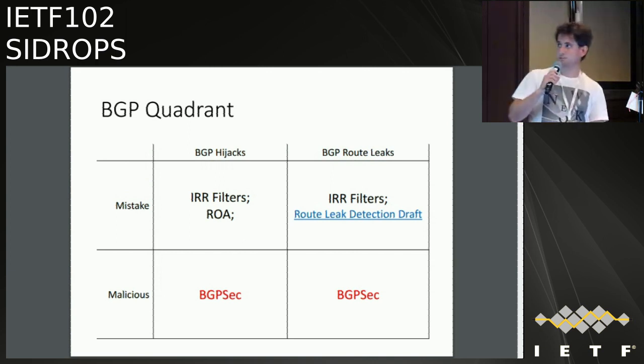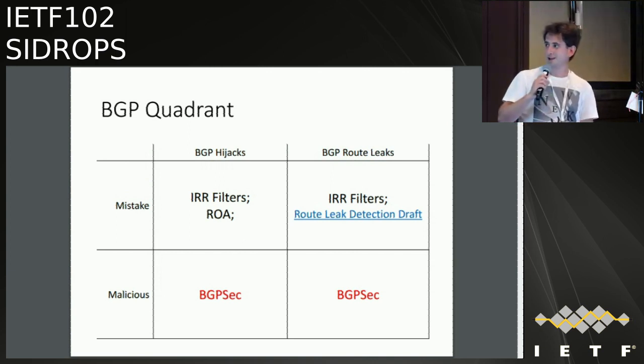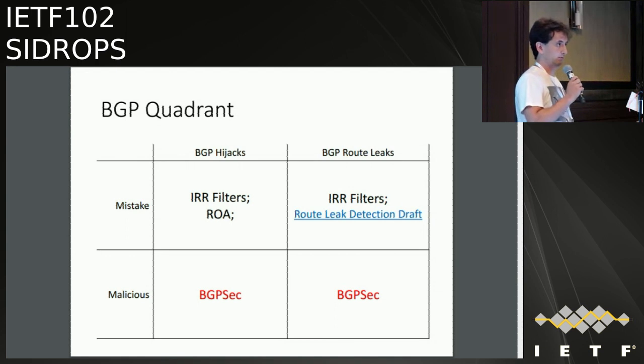Here is the BGP security quadrant. We have several tools that are capable of detecting mistakes, hijacks, and route leaks. There are old, well-known IRR filters with old, well-known problems, such as problems with authorization, naming, and outdated data.